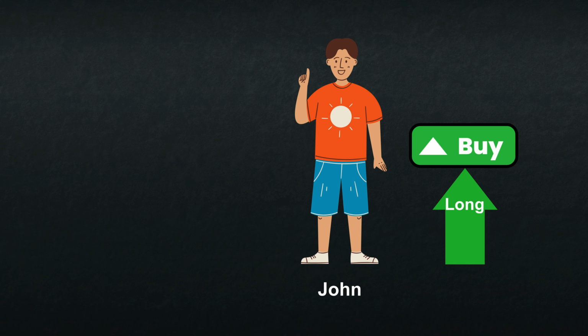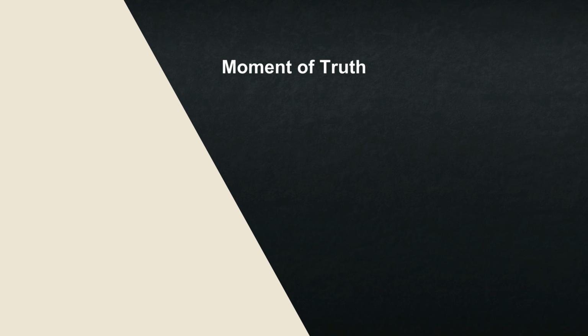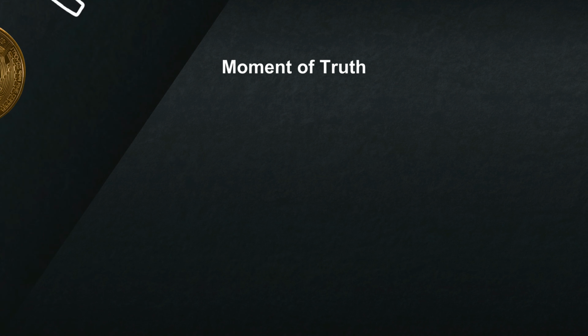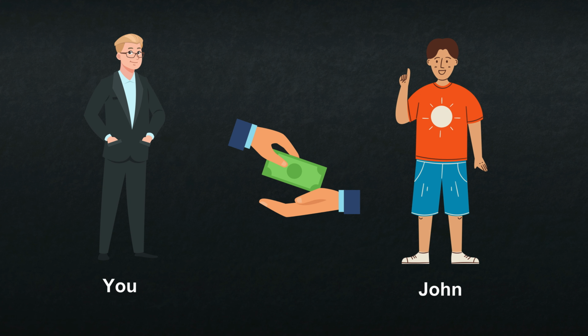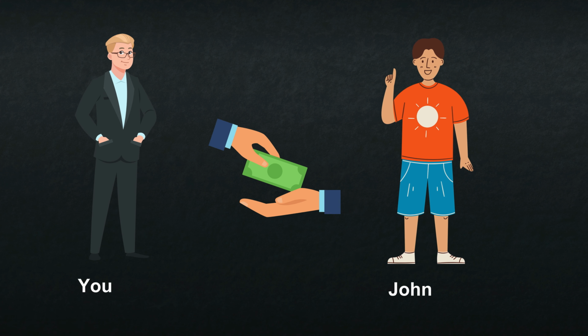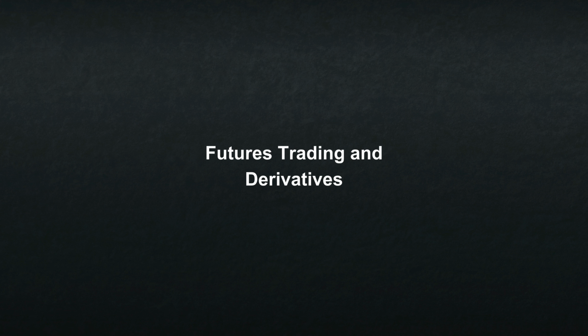Whereas what John did is called long trading or investing. Here comes the truth. Let's say Bitcoin price rose from 70k to 80k, and now you have to pay John 10k from your 1 BTC. This is called futures derivative trading or investing.